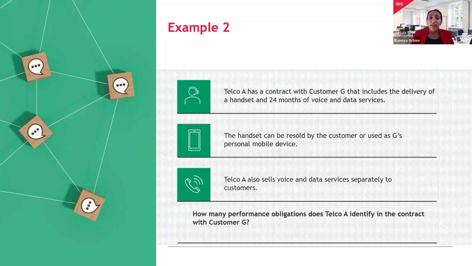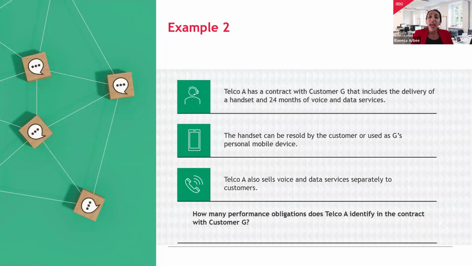In this case, there are 2 separate performance obligations. And if we apply the criteria we chatted about on the previous slide, that is because under criteria 1, customer G can benefit from the handset on its own because they can either sell it or they can use it with other readily available resources. So for example, they could get voice and data services from another provider. So it's not that this handset is locked into this network.